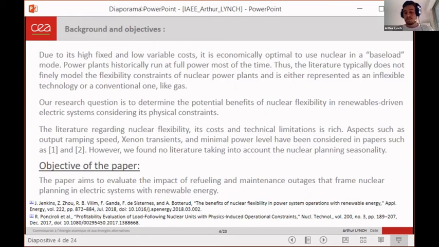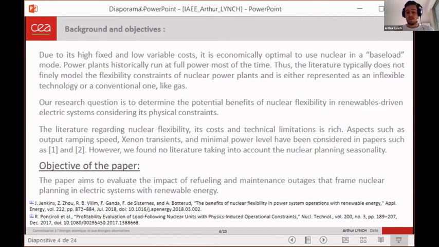So our research question behind this paper was to try to determine what are the potential benefits of using nuclear flexibility in a renewable-driven electric system. What we found when we looked at the literature was that the literature regarding nuclear flexibility, its physical constraints, and its related cost is really rich. However, it is almost never put into electric system modelization.